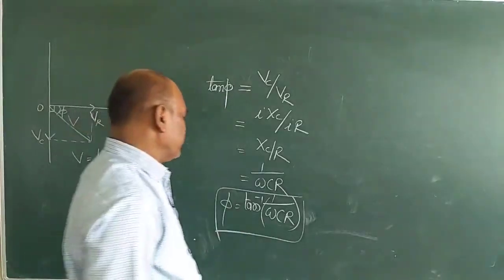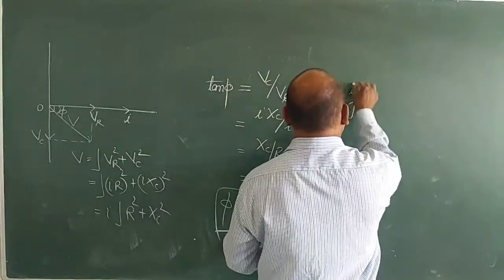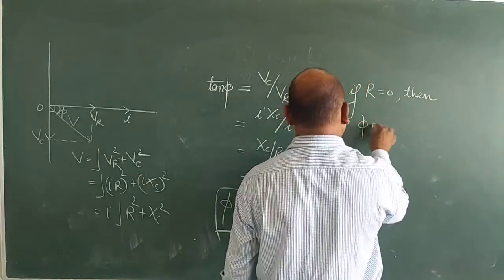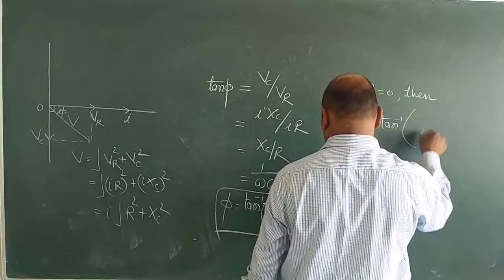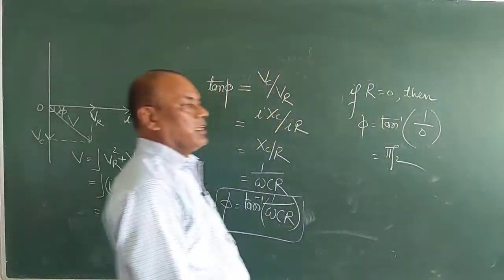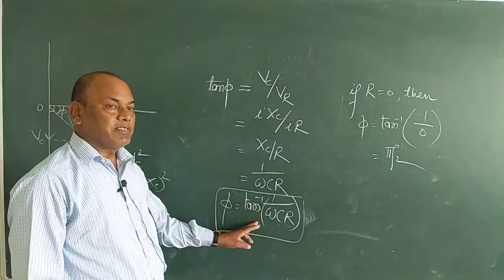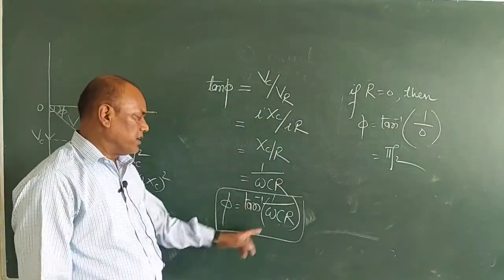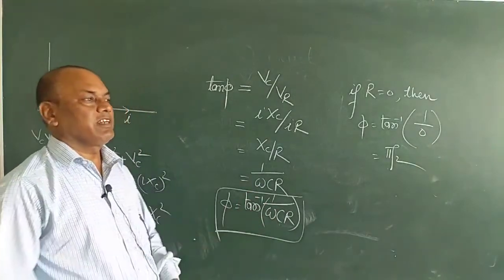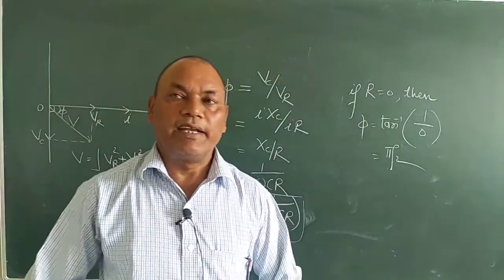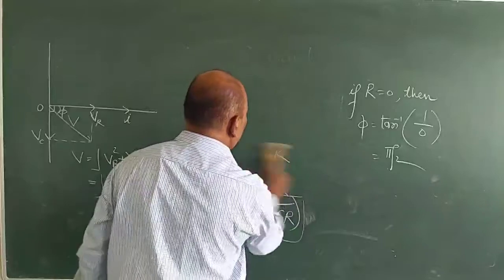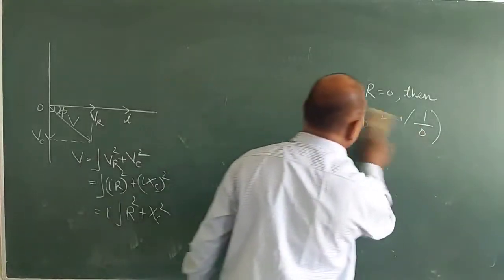Now, considering the case if R is equal to 0, then phi is equal to tan inverse of 1 by 0, which is equal to pi by 2. In this way, if resistance is absent in the CR circuit, then only in the case of capacitance, there is a phase difference of 90 degrees between voltage and current. Now, next circuit, the LC circuit.